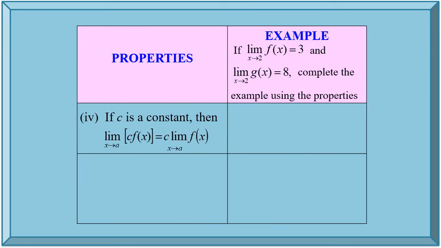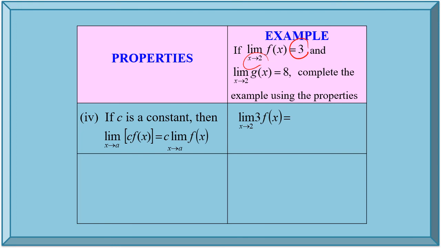For example, if the limit of f(x) is equal to 3 when x approaches 2, and the limit of g(x) is equal to 8 when x approaches 2, complete the example using the property. If c is a constant, then the limit of c times f(x) equals c multiplied by the limit of f(x) itself. So we can take out the c. For example, the limit of 3 f(x) as x approaches 2. We already know the limit of f(x) when x approaches 2 is equal to 3.